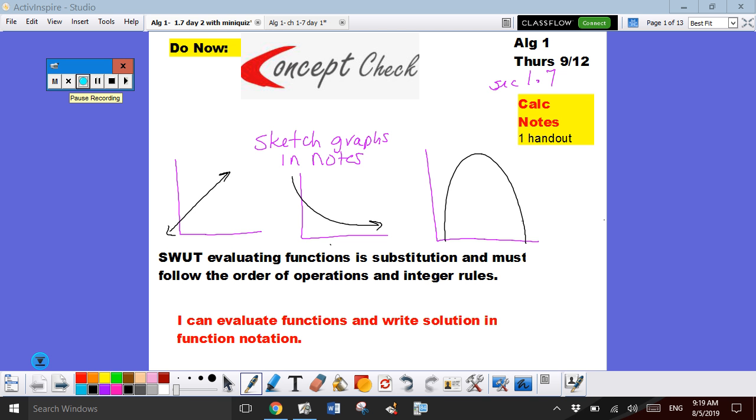Pause here until the concept check is done. You'll have about 10 minutes to get that done today.